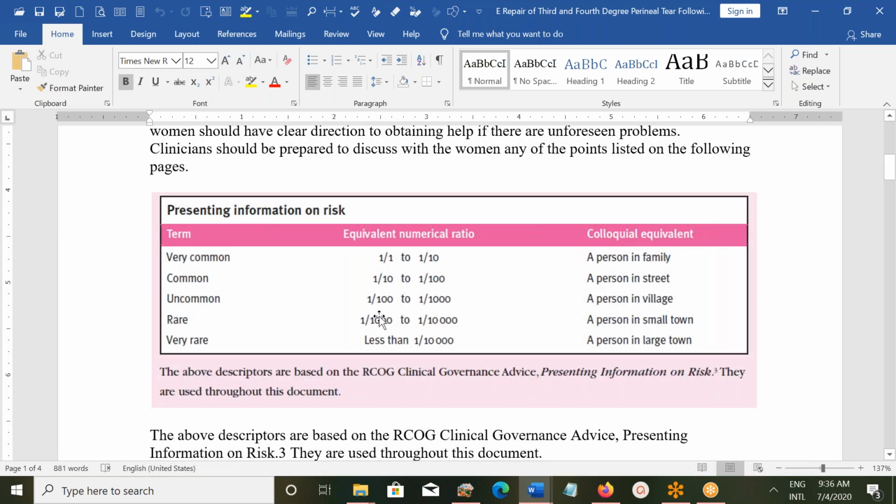Just remember that very common means 1 in 1 to 1 in 10, like a person in the family has sustained this problem. Common means 1 in 10 to 1 in 100, like a person in the street. Uncommon means 1 in 100 to 1 in 1000, like a person in a village. Rare means 1 in 1000 to 1 in 10,000, like a person in a small town. Very rare means less than 1 in 10,000, like a person in a large town.